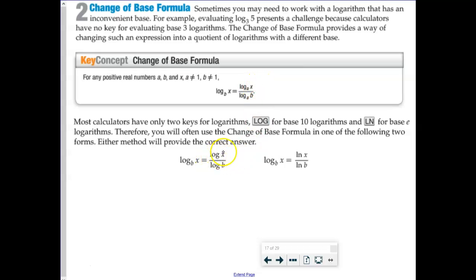It takes either a common or a natural log, because those are the two buttons we have on our calculator. Those are the two programmed features. It does the common log of whatever this number is divided by the common log of whatever the base number is. For instance, the one we just did, log base 3 of 20, your calculator popped out an answer of 2.7 whatever, but this is what it calculated for you.